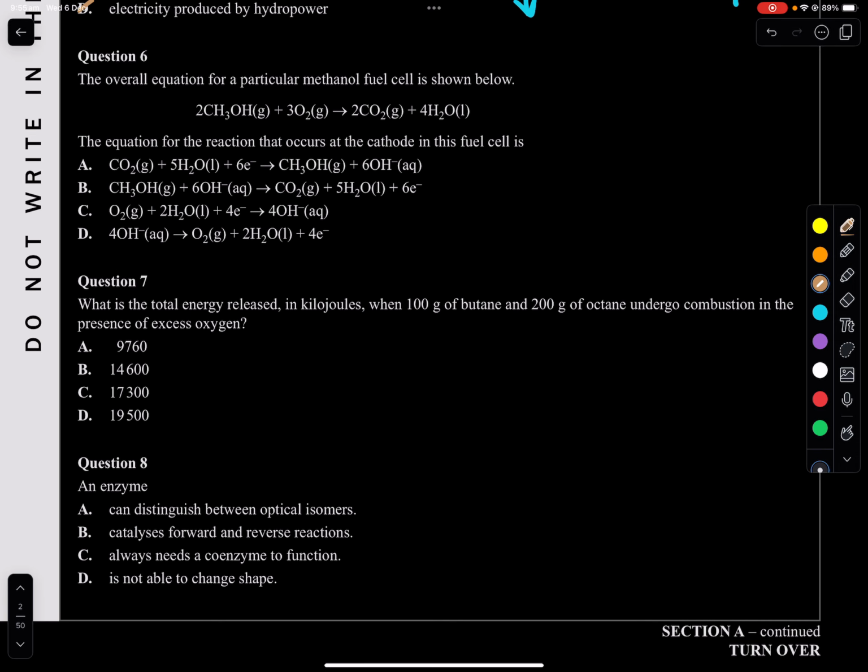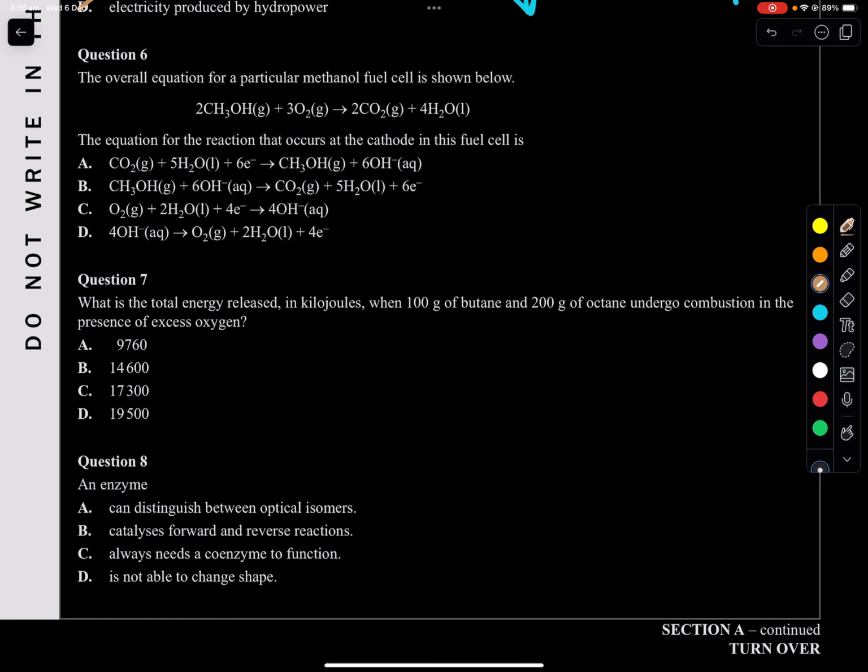Question 6. The overall equation for a particular methanol fuel cell is shown. We have a fuel reacting with oxygen, and it gives us that. The equation for the reaction that occurs at the cathode in a fuel cell is what? Let me just tell you a hint. Whenever you're dealing with a fuel cell, if oxygen gas is reacting, it will always occur at the cathode. Always. And the fuel itself always acts at the anode.